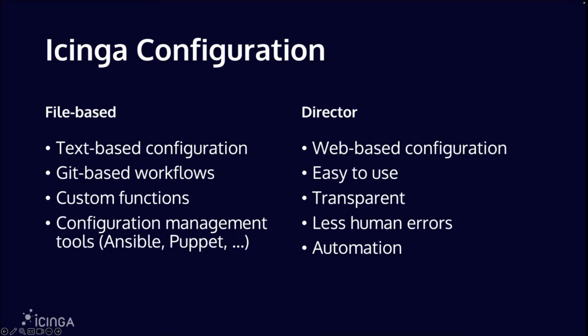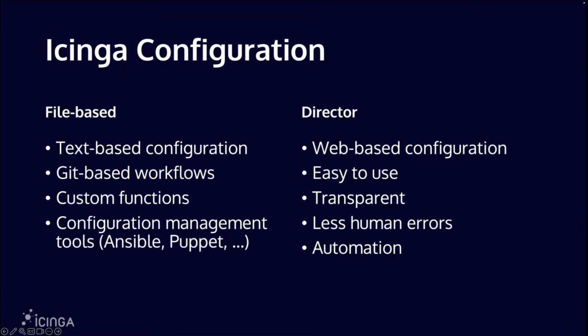With Icinga, you basically get two ways to configure Icinga itself. The standard way of adding new configuration is file-based. You create text-based configuration files where you define your hosts, services, notifications and so on. That's the way you're used to doing it with other Linux-based tools as well. It comes with pros and cons, of course. You can use Git-based workflows with text-based configuration files. You can create custom functions, which is not available in Director, a heavily advanced feature. You can use configuration management tools like Ansible, Puppet, Chef, SaltStack, and others to create those files, which comes in very handy.